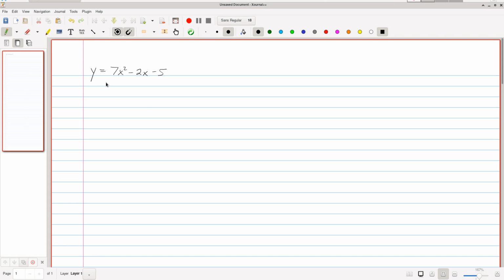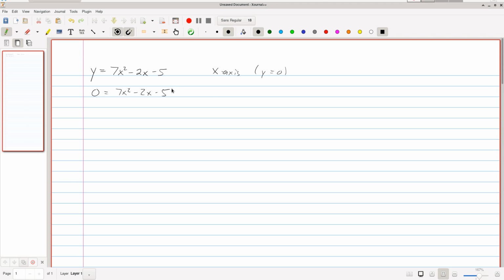We're asked to find where the graph of y equals 7x squared minus 2x minus 5 crosses the x-axis. Now the x-axis is also the line y equals 0. That means we're going to set y equal to 0. So we've got 0 equals 7x squared minus 2x minus 5.